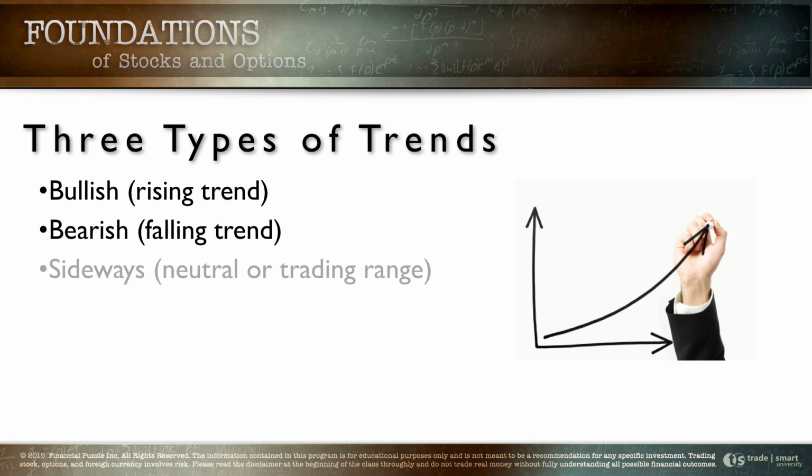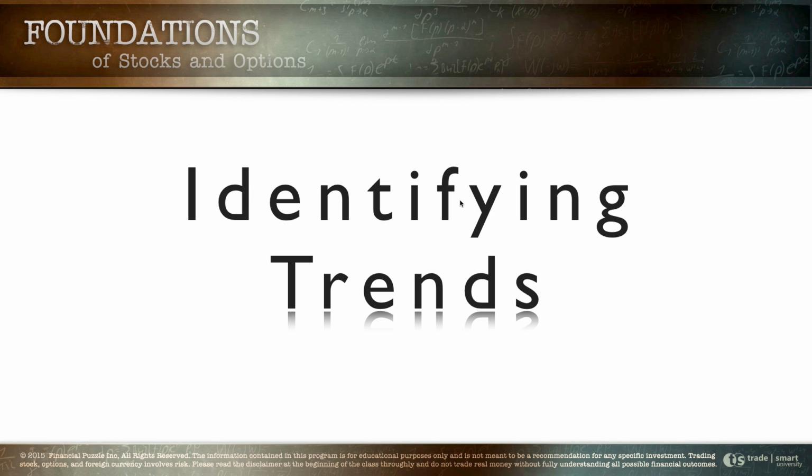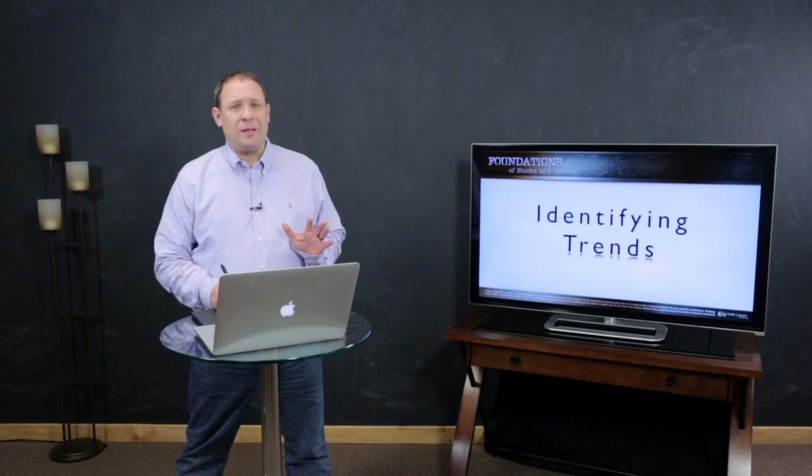Now, again, there's a couple different types. We've got bullish trends, we've got bearish trends, and then the one that we slide in there is the sideways trend. That's the trend that is trading sideways, not really going anywhere, but there is a trend, and it's what we call a neutral or a trading range trend. So how do we identify these trends? Well, that's a great question.